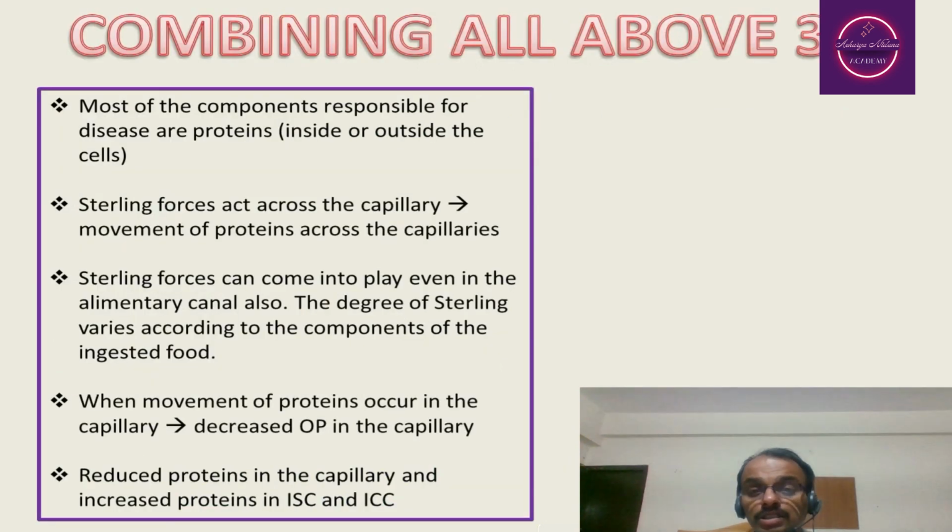So combining all three above concepts, most of the components which are responsible for disease are considered to be proteins, which are present either inside the cells or outside the cells. Starling forces acting across the capillary lead to the movement of the proteins across the capillaries. So whether it is physiological or pathological, both are entering across the capillaries from the abnormal Starling forces.